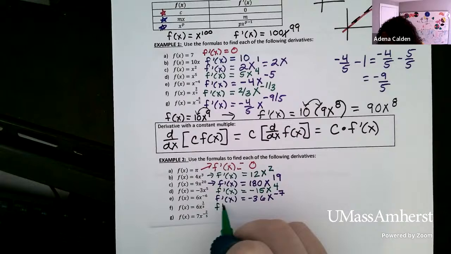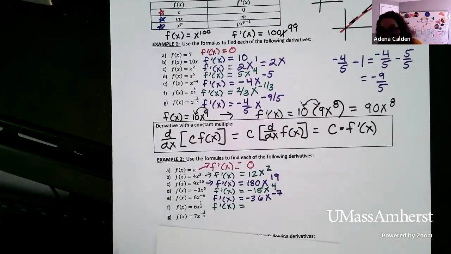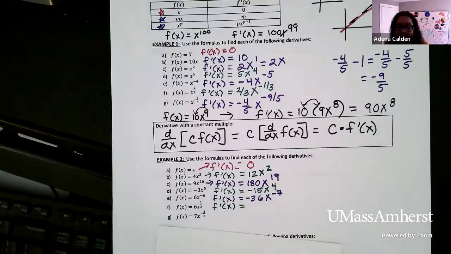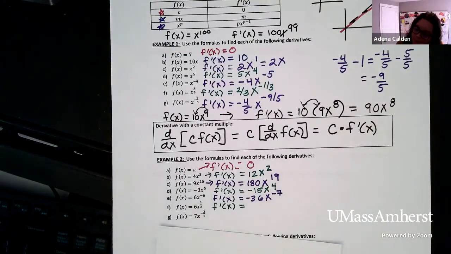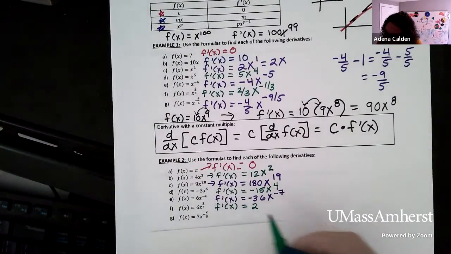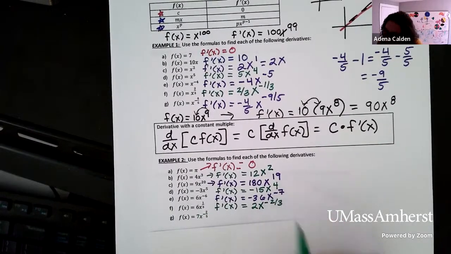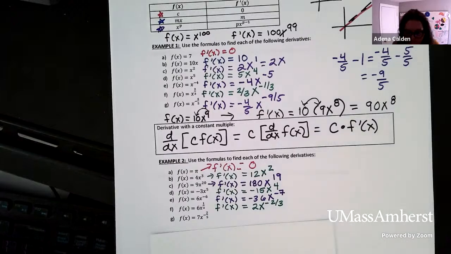And then over here, the next one, we have 6x to the 1/3. So again, we're being really careful with fractions. The 1/3 is going to come out and multiply the 6. So 6 times 1/3 is 2x. And now 1/3 minus 1 is negative 2/3.